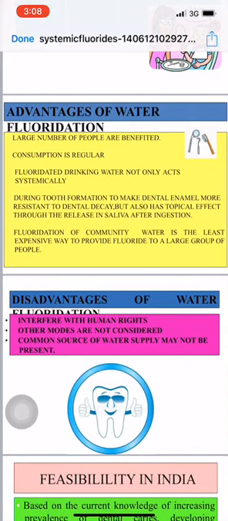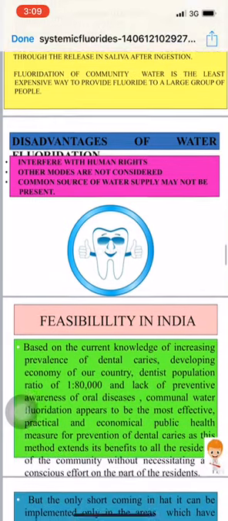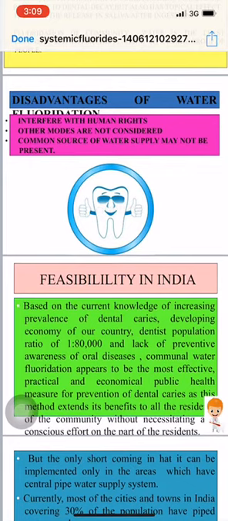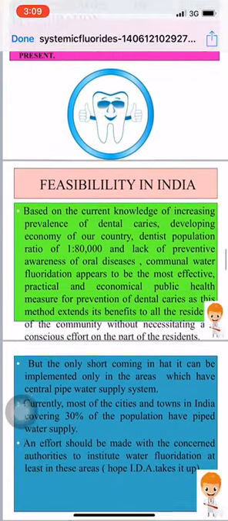Disadvantages of water fluoridation: number one, it interferes with human rights. So there are rights in developed countries, and other modes are not considered. And a common source of water supply may not be present. So these are the advantages and disadvantages of water fluoridation.